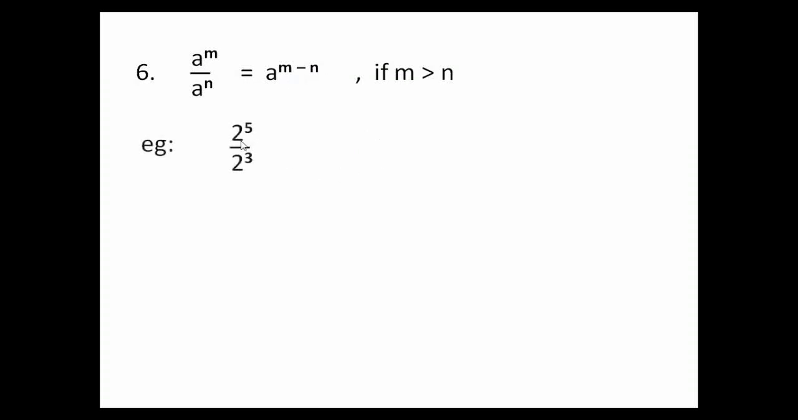So let's take an example, 2 raised to the power 5 divided by 2 raised to the power 3. Here we see the exponent of the numerator is greater than the exponent of the denominator. So it will become 2 raised to the power 5 minus 3, that will give us 2 squared, 2 raised to the power 2. It will become 4.